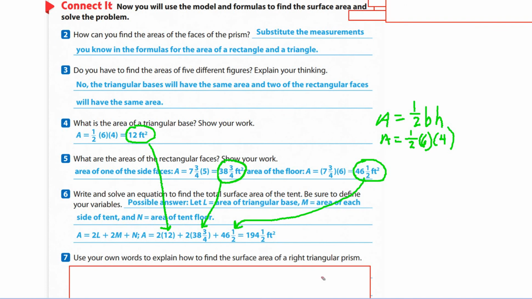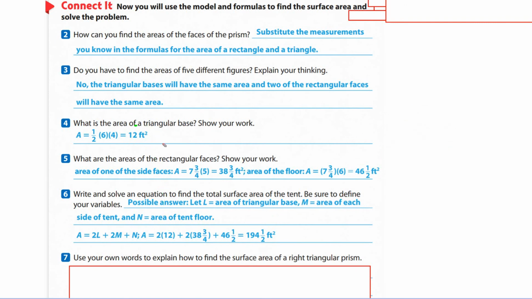Let me break that down for you, or how we can add them. For those who are still struggling with adding fractions, let me use the color red. First off, let me write the whole math: 2 times 12, plus 2 times 38 3/4, plus 46.5.